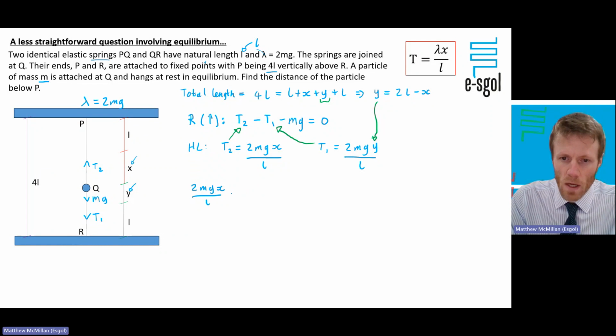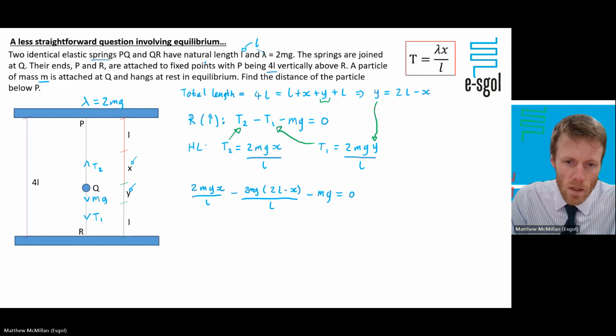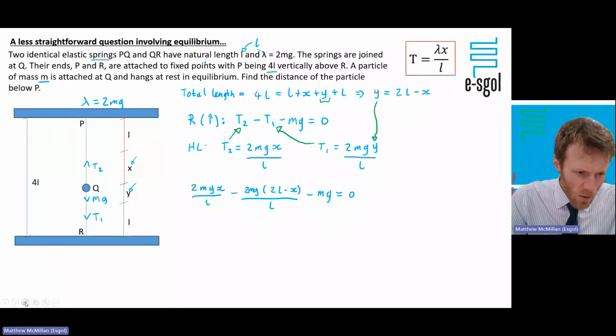And instead of writing T1, I'm going to write minus 2mg, and instead of y, I'm writing 2L minus x, all divided by L, take away mg equals 0. Just spotted I've missed off an m in there. Now it looks like I've got mg in every term here, so I'm going to cancel through the mg in each of these. Maybe I'll just write a 1 there, because there is still a 1 that I want to keep there. And then I could just bring everything together here.